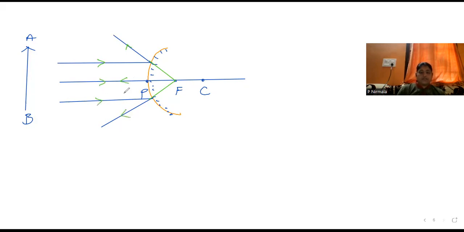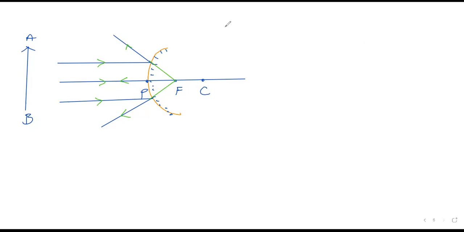So incident, reflected. At infinity, where is the image formed? The image is forming at the focus, behind the mirror. How is it? Virtual and erect, and highly diminished, point size. Okay, what about the next case? We'll look at that next case.